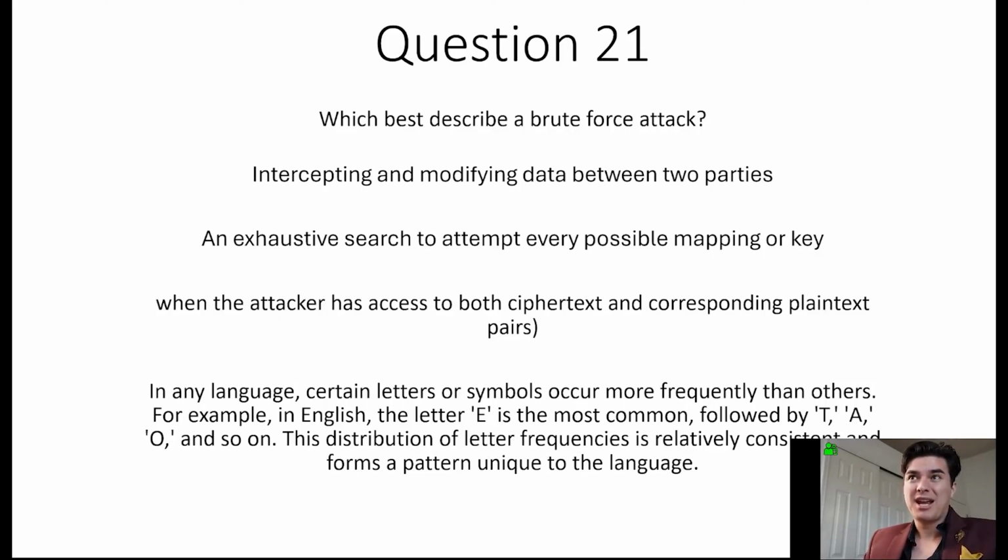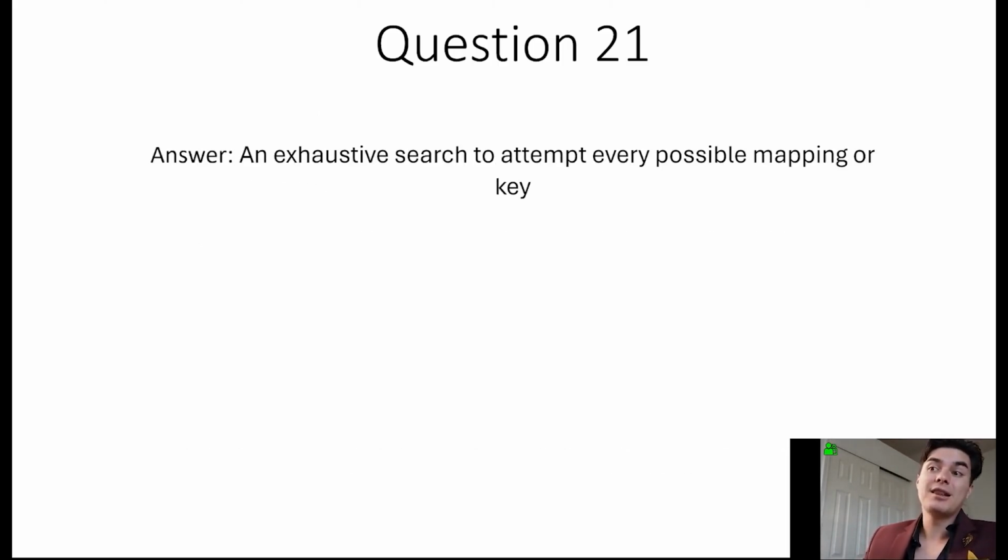And the last option here, that is known as frequency analysis. So in any language, there's going to be certain letters or symbols that occur more frequently. For example, in English, there's E, or the vowels A, E, I, O, U, followed by T and A and O, and so on. This distribution of letter frequency is relatively consistent within a language, and it makes it easier for them to break an encryption. So this is a technique they use, frequency analysis. So again, the answer for question 21, for brute force attack, is an exhaustive search to attempt every possible mapping or key.